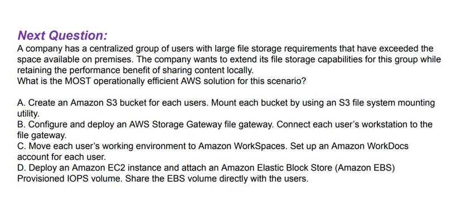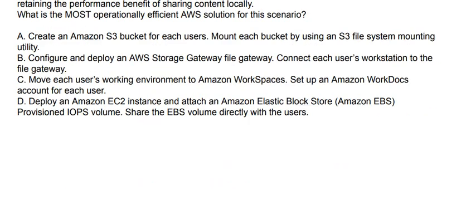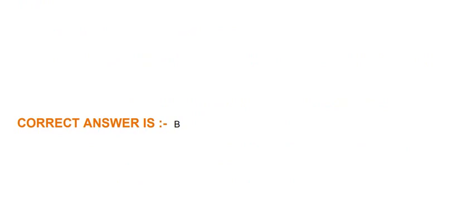Option C: move each user's working environment to Amazon WorkSpaces. Set up an Amazon WorkDocs account for each user. And option D: deploy an Amazon EC2 instance and attach an Amazon Elastic Block Store Provisioned IOPS volume. Share the EBS volume directly with the users. The correct answer is option B.